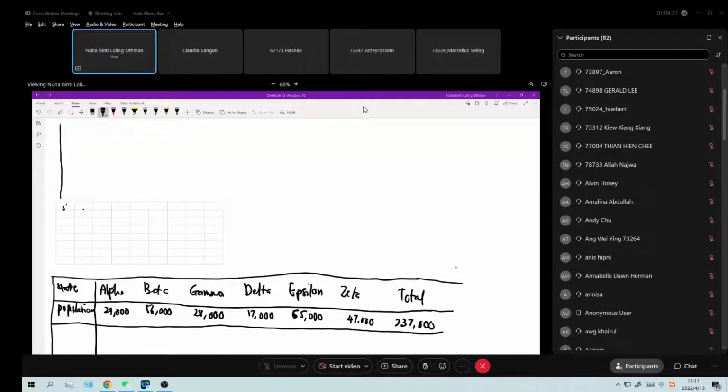So to calculate the power, how many people they represent, you have a standard divisor, and then you have the standard quota.